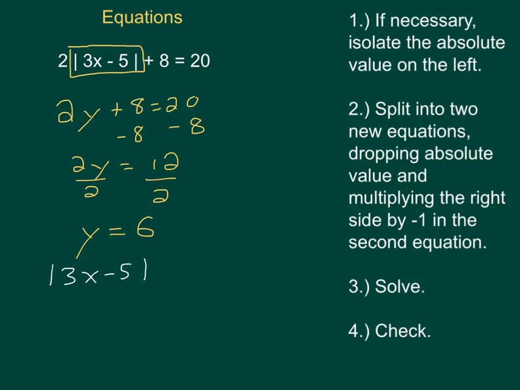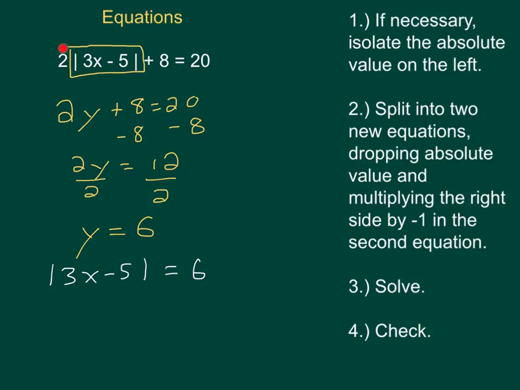minus 5 equals 6. And that kind of makes sense because our original equation is saying 2 times something plus 8 would equal 20. Well, if that something is 6, which is what we're saying down here, then this is 2 times 6, which is 12, plus 8, which gives us 20. And so that's what we have to do. We have to first isolate the absolute value. We usually isolate it on the left side of the equation.